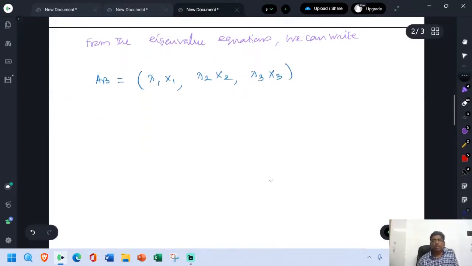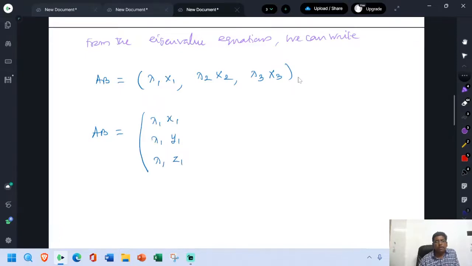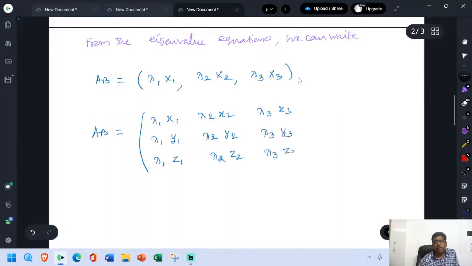Now substitute the values of capital X1, capital X2, capital X3. AB is equal to lambda 1 x1, lambda 1 y1, lambda 1 z1. This is the value of lambda 1 into X1, because X1 equals x1, y1, z1. And lambda 2 into X2 is lambda 2 x2, lambda 2 y2, lambda 2 z2. Here lambda 3 into X3 is lambda 3 x3, lambda 3 y3, lambda 3 z3.